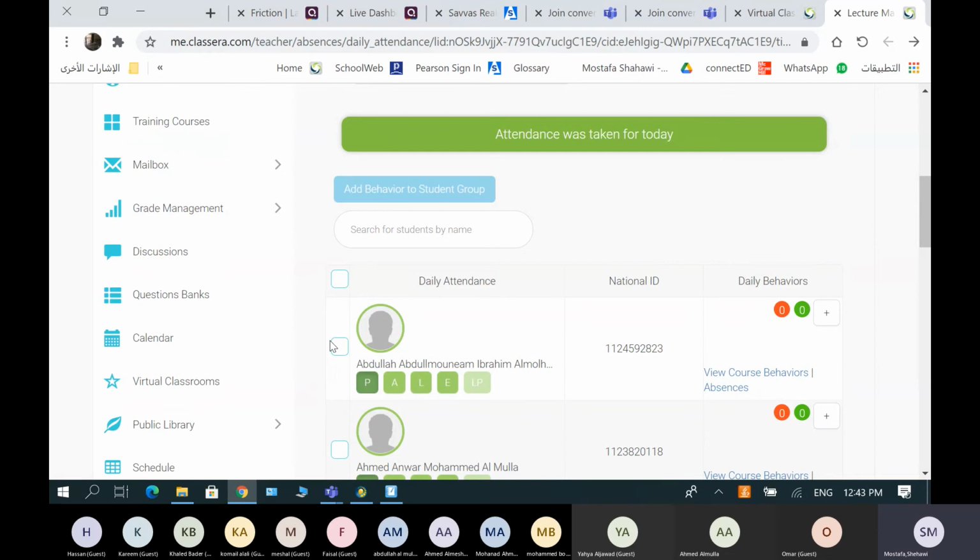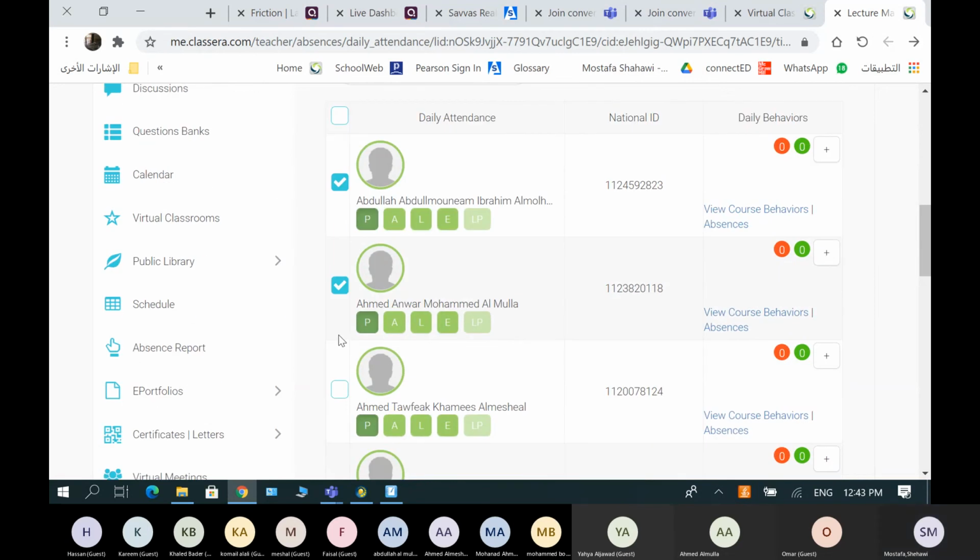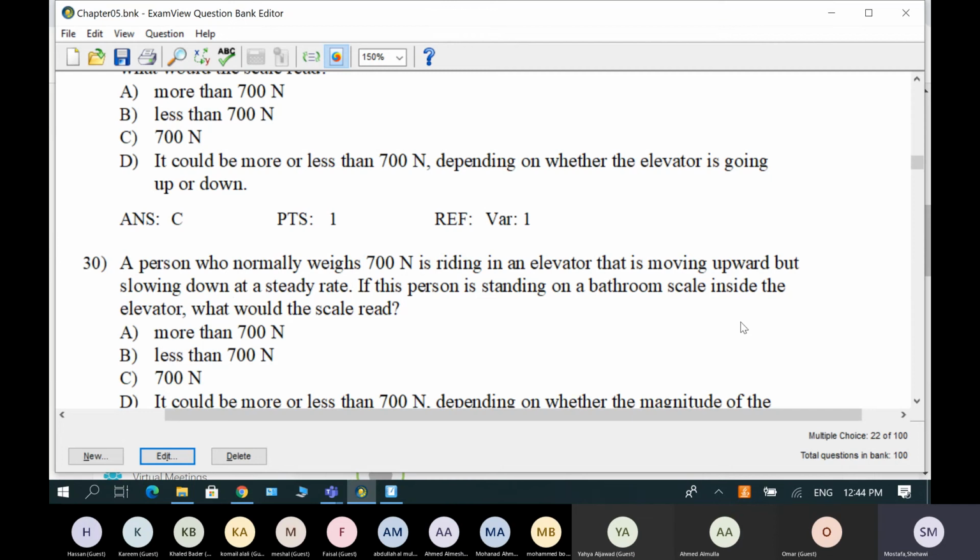Ahmed Tawfiq al-Mish'al, answer this question, Ahmed. Yes, question 30, answer it. Last question. A person who normally weighs 700 Newton is riding on an elevator that is moving upward, but slowing down at a steady rate. If this person is standing on a bathroom scale inside the elevator, what would the scale read?